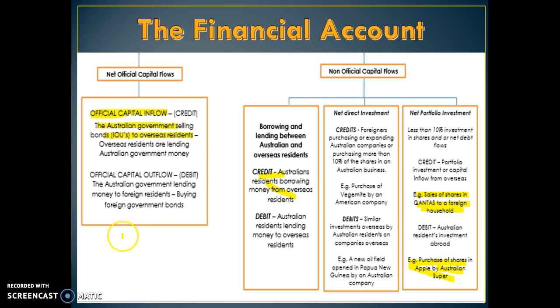Australia always has a surplus in this account because we're often borrowing money. The government's borrowing money, but mainly the private sector's borrowing money, and therefore there's a lot of credits in these first two accounts. And the problem with that is it leads in the future to bigger current account deficits because profits and dividends and debt and interest start to flow back overseas.